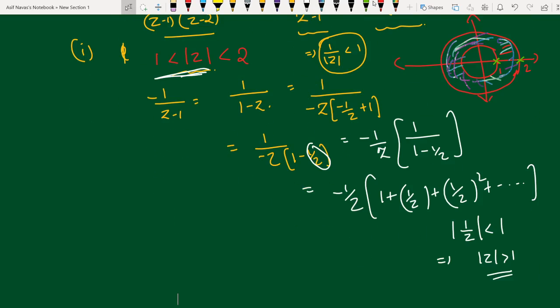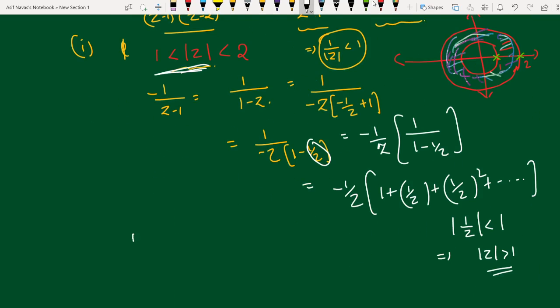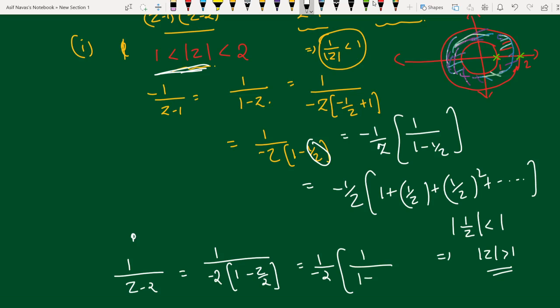The second part is 1 by z minus 2. This can be written, if you take minus 2 outside, as 1 by 1 minus z by 2 with a minus 1 by 2 factor. So this is equal to minus 1 by 2 into 1 by 1 minus z by 2.